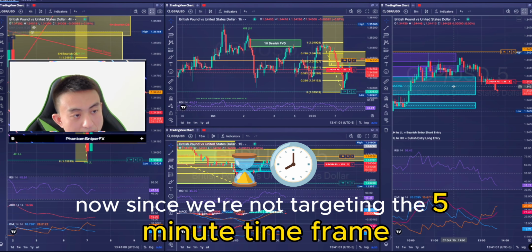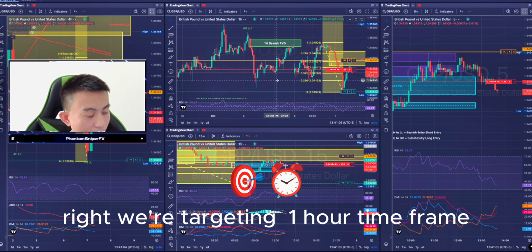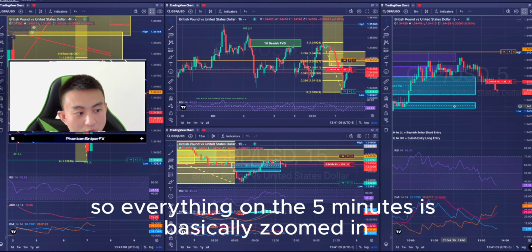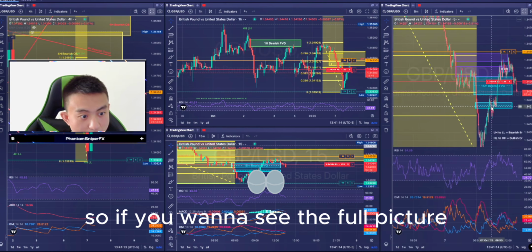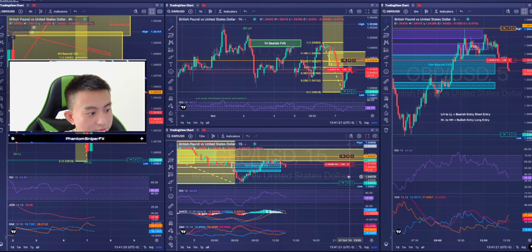Now, since we're not targeting the 5-minute time frame, we're targeting the 1-hour time frame, the TP is actually a lot lower. Everything on the 5 minutes is basically zoomed in. So if you want to see the full picture, you gotta zoom out, and there you go. I have my TP set right here.